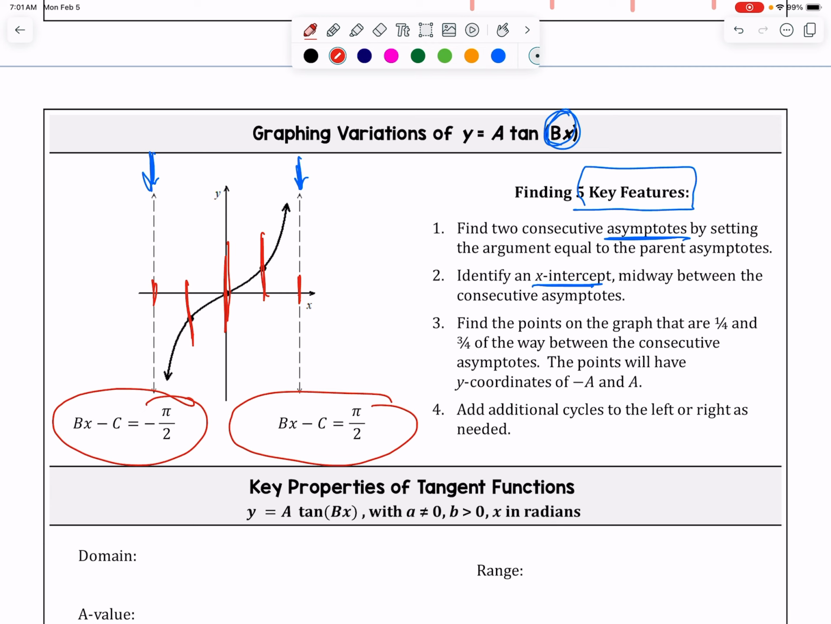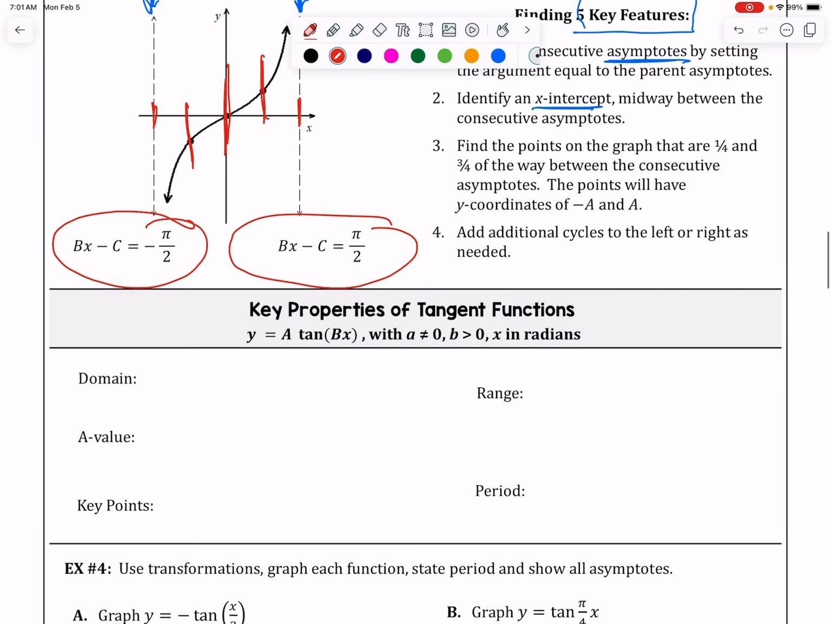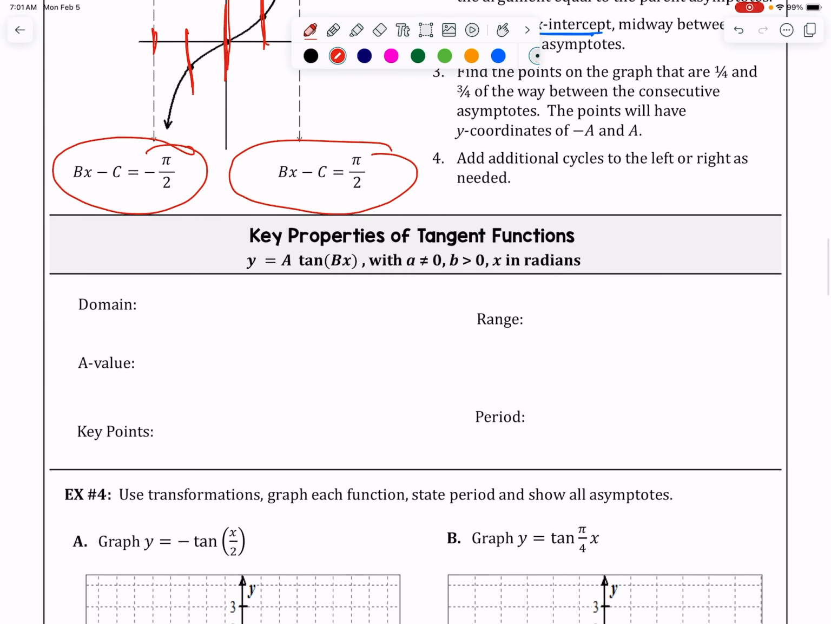So you can see, and that's if you have a minus c in the middle, but here, let's go do it. So key properties of the tangent function: the domain is bx minus c cannot equal 0. That's what's going to give us our asymptote, so that argument in there cannot equal 0. Our range is all real numbers. Our A value is our vertical stretch factor, just like it always is. Our period is pi over b instead of 2 pi over b.